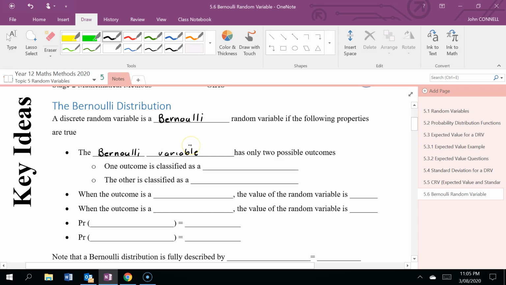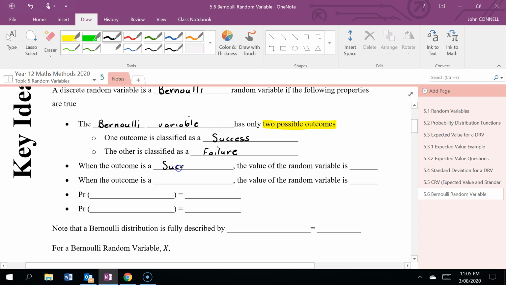The Bernoulli random variable can only have two possible outcomes. We can't have more than two. One outcome is classified as success, and the other as failure. When the outcome is a success, the value of the random variable is 1, and when it's failure, the value is 0. So a Bernoulli random variable has two possible outcomes: success gives us a 1, failure gives us a 0. Those are the values we can have.